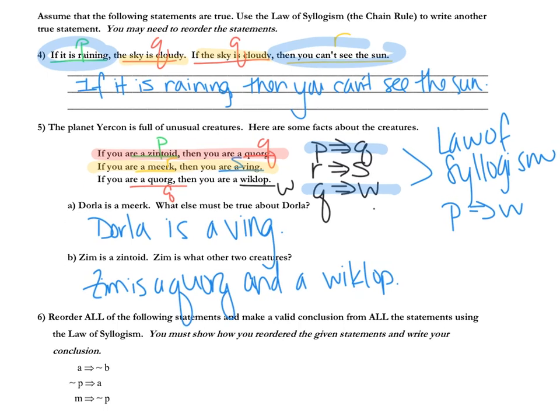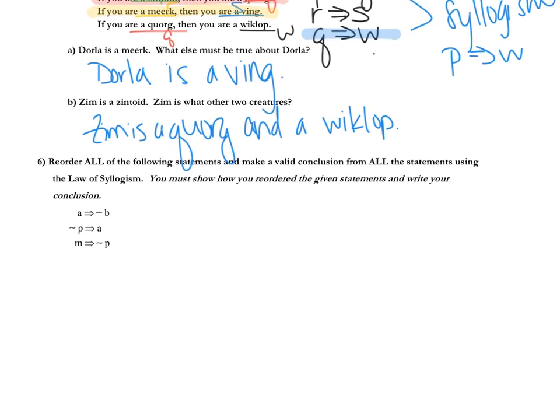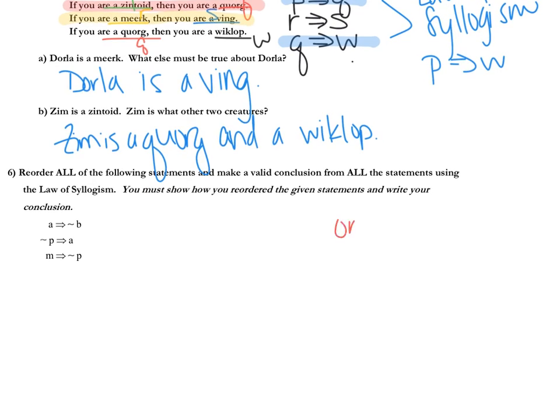All right. Last example on this page. It says reorder all the following statements and make a valid conclusion from all the statements using the law of syllogism. You must show how you ordered the given statements and write your conclusion. So a little active note over here. Remember that the original and the contrapositive have the same truth value.